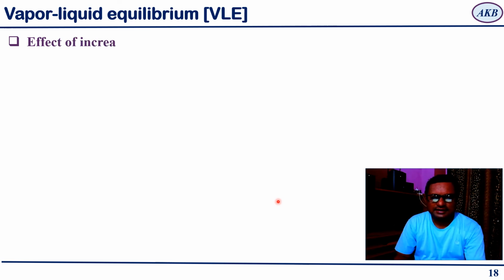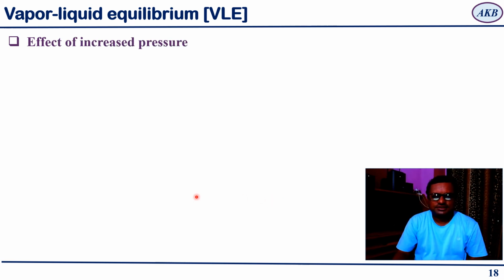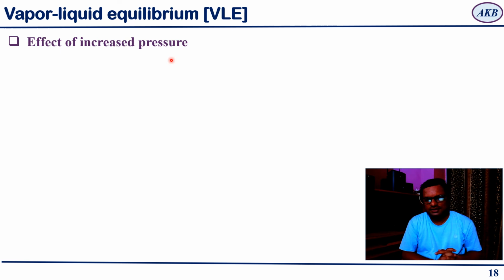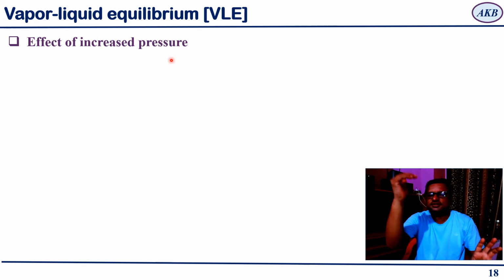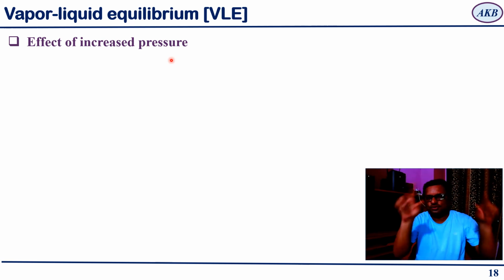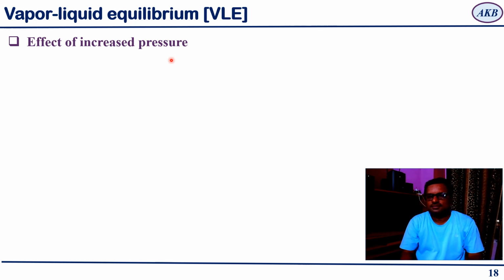Now the next thing that I will be discussing over here is the effect of increased pressure. We have studied constant pressure equilibria, that means VLE at one constant pressure. Now we will see what happens if you increase pressure. So for example, if you are studying at 1 atmosphere, you draw the boiling point diagram. Now if you increase the pressure to say 1.5 atmosphere, then what is the effect on the boiling point diagram? What is the effect on the loop curve?